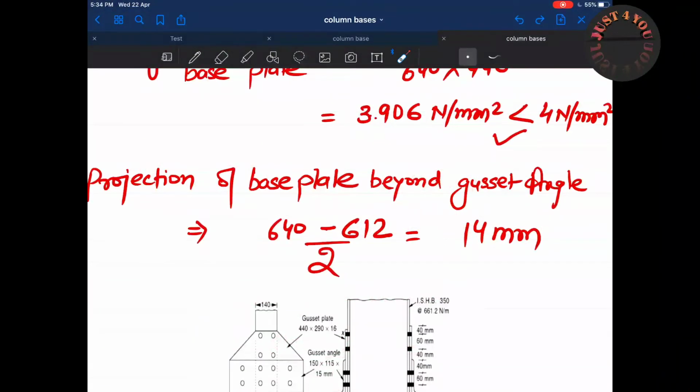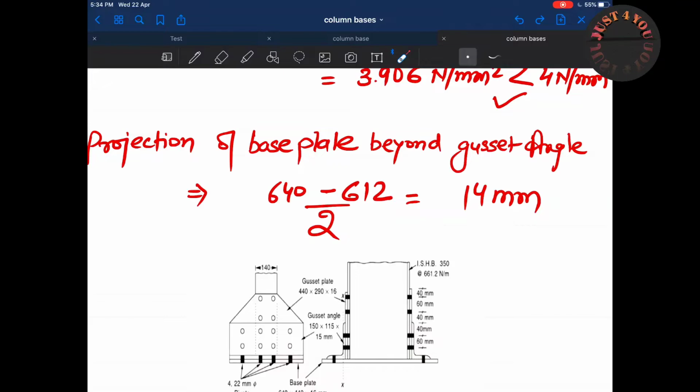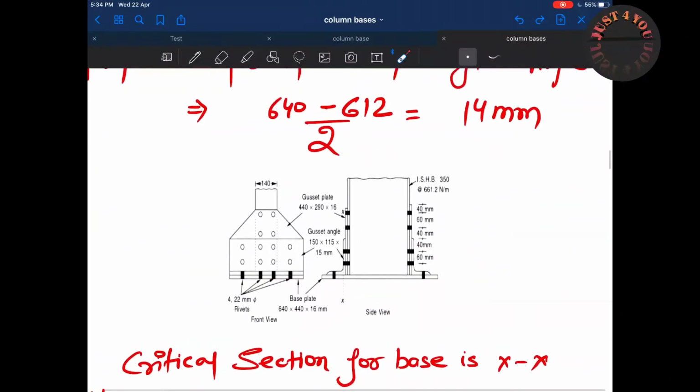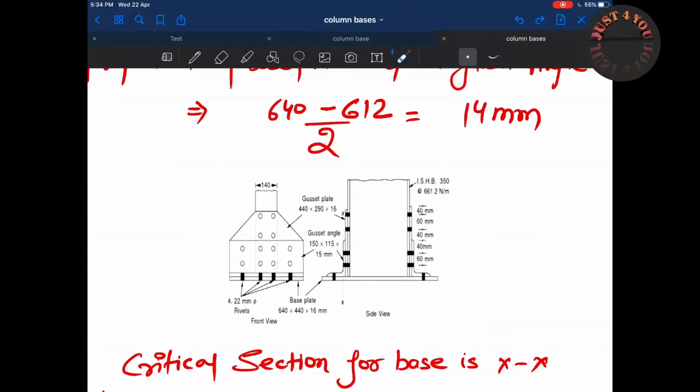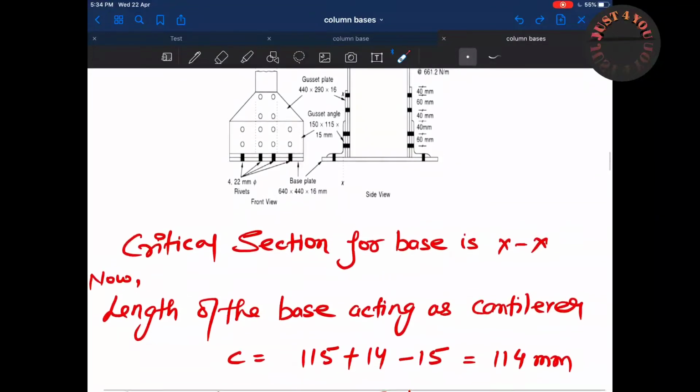For finding out the projection of the base plate beyond the gusset angle, we can calculate it by subtracting 612 from 640 and dividing it by 2, we get 14 mm. Means this portion is 14 mm and this portion is 14 mm. Now we have to identify the critical section for the base plate, and the critical section is just at the toe here.